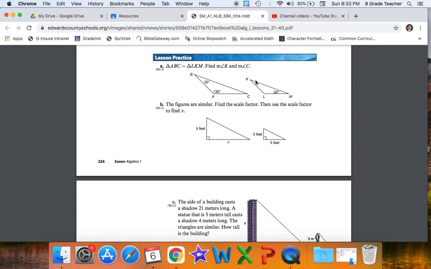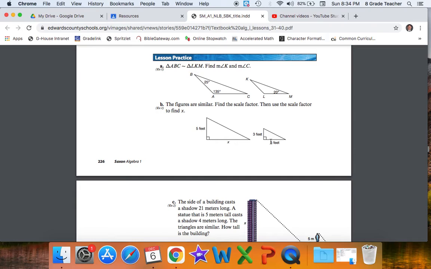In letter B, the figures are similar. Find the scale factor, then use the scale factor to find x. Well, to find the scale factor, you're going to take what you know and compare it to the corresponding sides on the other triangle. So in this example for letter B, the scale factor is 5 on one side in comparison to 3 on the corresponding or similar other side. So 5 to 3, right? Because these are both the vertical standing up sides with the right angle here. 5 to 3 is our scale factor. Now we're going to use that as our ratio, our proportion, and compare it to the other values that we don't know. So 5 over 3 is compared to x over 5.